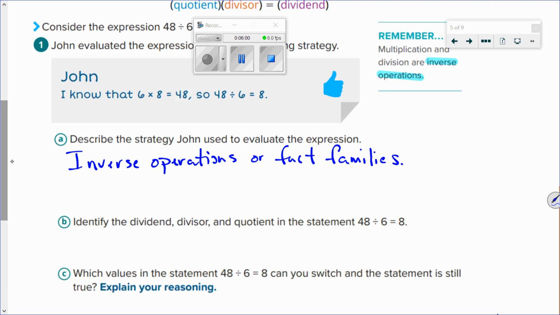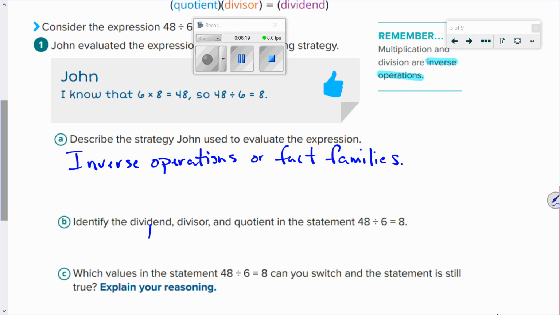So you understood the opposite of multiplication is division, or he just looked at the fact families and said, well, I know 6 times 8 is 48. One way I can rewrite that, 48 divided by 6 is 8. So identify the dividend, divisor, and quotient in the statement 48 divided by 6 is 8.